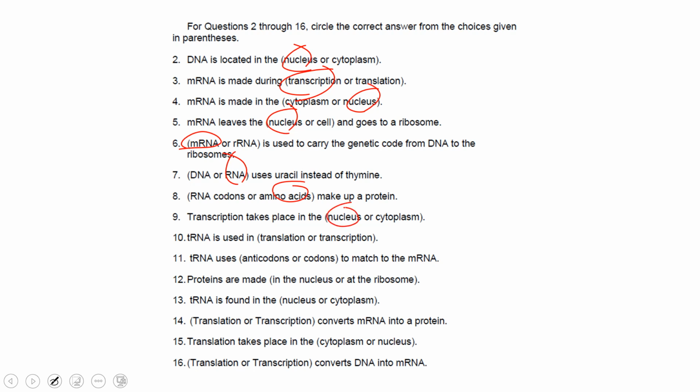Transcription, that's where we go from DNA to RNA, so that happens in the nucleus. tRNA, that's the chef's assistant, so that gets used during cooking. Cooking is translation. tRNA uses anticodons to match up to the codons on mRNA. Proteins are made at the ribosome. We even said back in the cell chapter that the ribosome was the site of protein synthesis. tRNA just floats around out in the cytoplasm, carrying those ingredients around. Translation is cooking, so that's the process that converts mRNA to a protein. Translation happens in the cytoplasm because that's where the ribosomes are. And then, I feel like we already answered that question, but transcription converts DNA into messenger RNA.